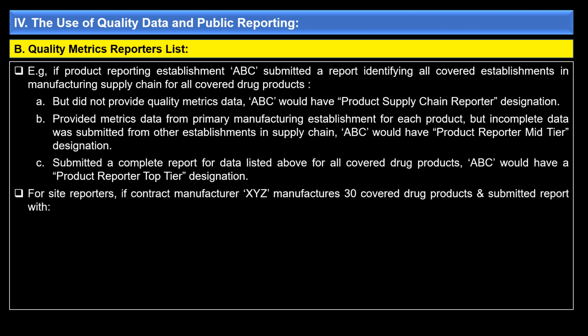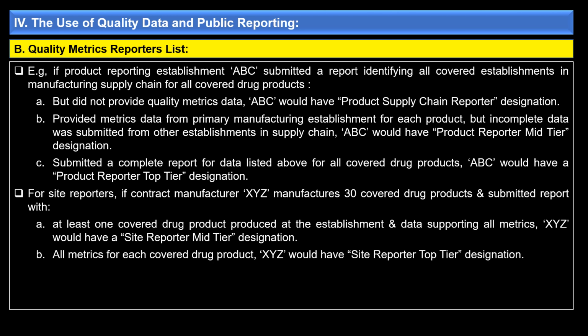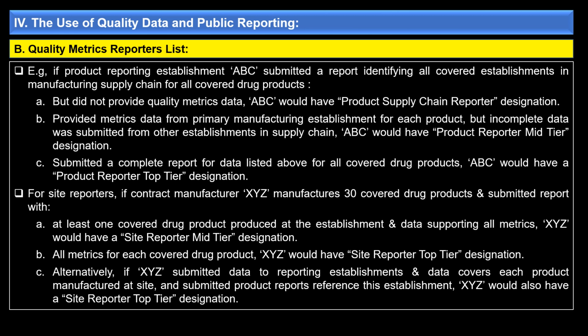Same for the case of site. If site XYZ manufactures different products and has at least one covered drug product, and data supporting all metrics for at least one product, then it would be a mid-tier designation. And if all metrics for each drug product, then it is a top tier designation. One important point for site reporters is that if they have opted to send the data to a centralized product reporting establishment, and they have provided all the metrics data, then they will also have a top reporter establishment categorization. Now we move to Appendix A, identifying the information and quality metrics data elements.